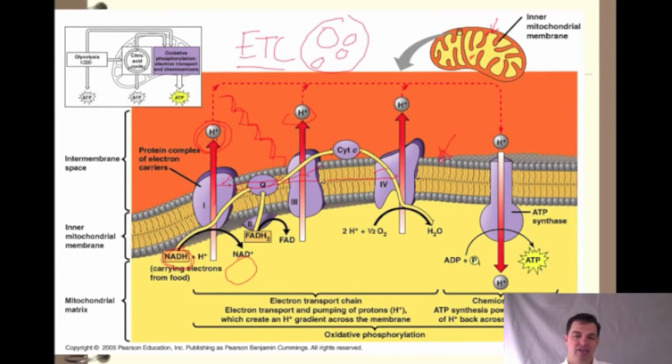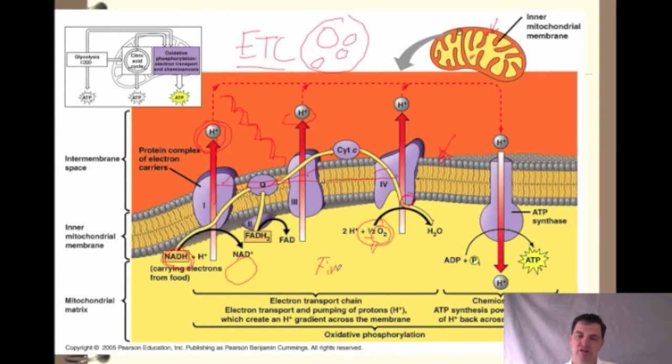Now, at the end, as that electron travels down, it reaches the final endpoint here, and the electron gets stuck right here, and you need somewhere to put that electron or this whole chain backs up. And that's where oxygen comes in. And you don't have to worry about this 1/2 O2. They do that so this equation will balance out, but you can just call it O2. That's fine with me.